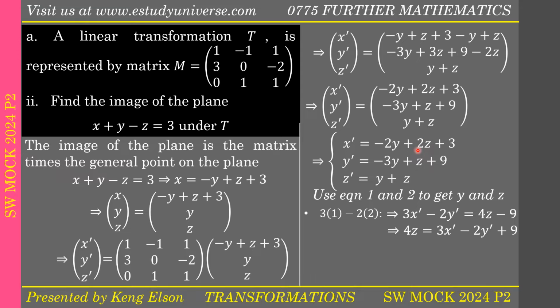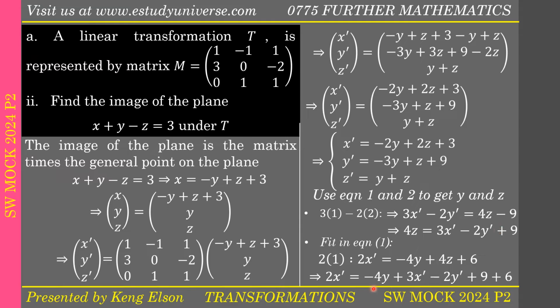You realize that if I multiply equation 1 by 2, I'm going to get a 4z. Then I just replace my 4z directly into equation 1. So if I take equation 1 times 2, I will have 2 times x prime, negative 2y times 2, 2 times 2z, and 3 times 2. We get this equation. Now in place of 4z, I replace it with what I have here.